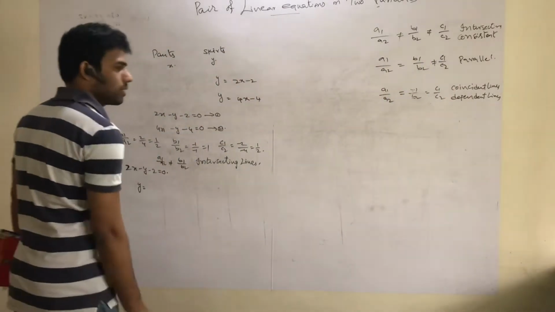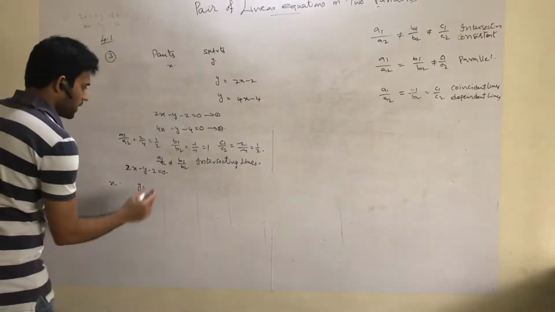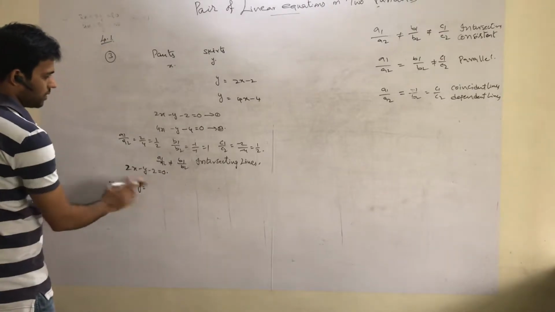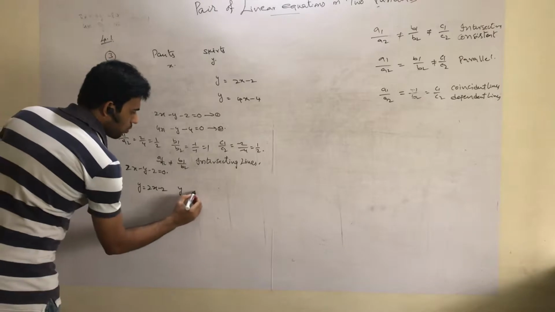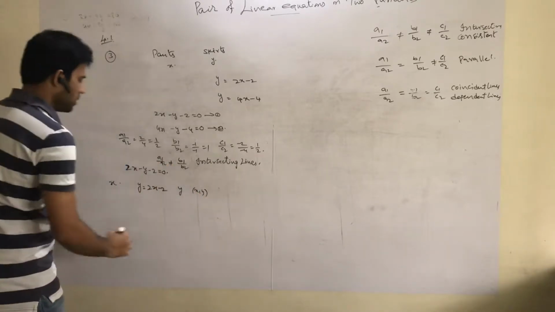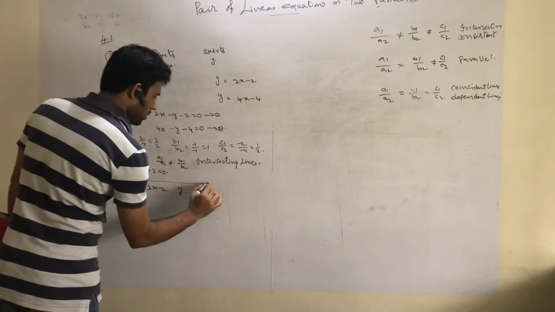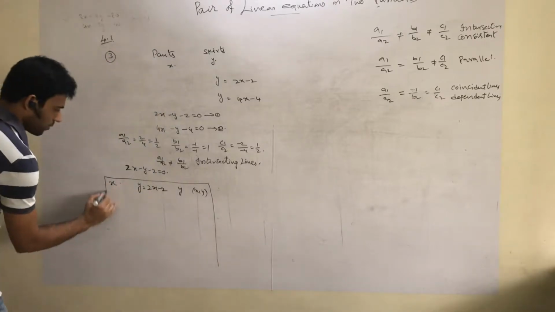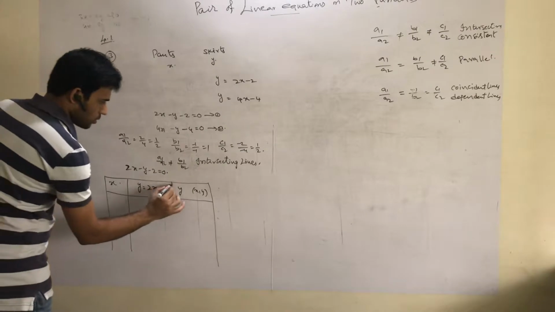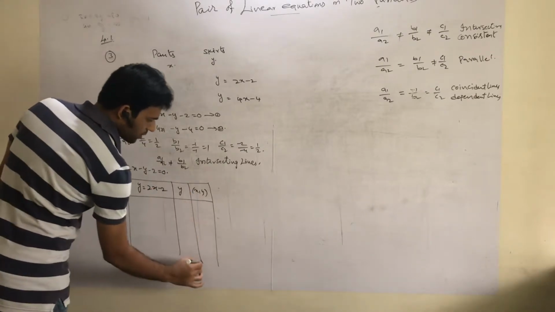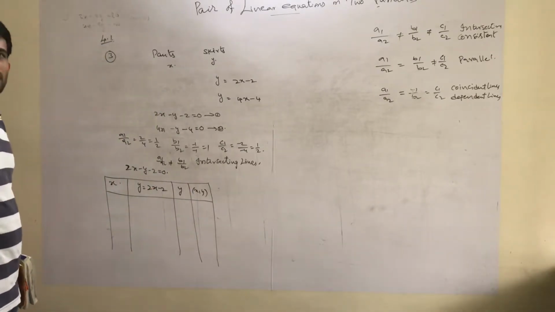We already have it, right? So y is 2x minus 2. If I send y to that side, it is 2x minus 2. Then find what is the value of y, and also find what is x, y. So this is how we do it for drawing the graph, right? Okay. So let's find three or four points. We don't need 10, 15 points.